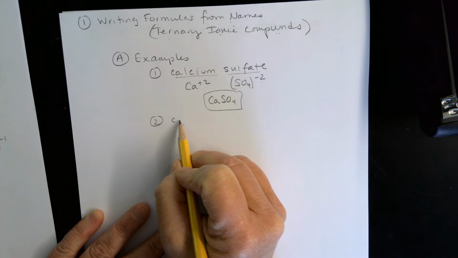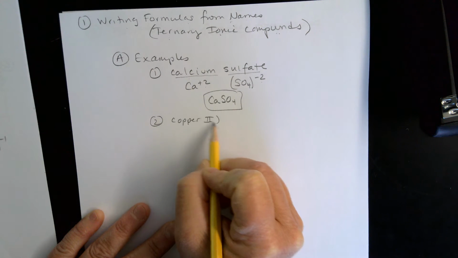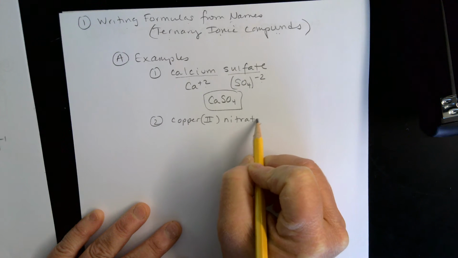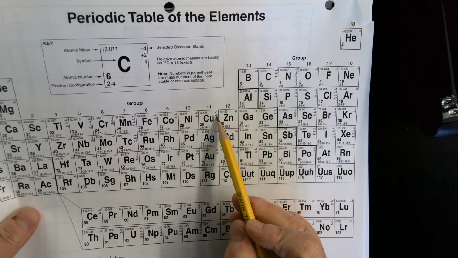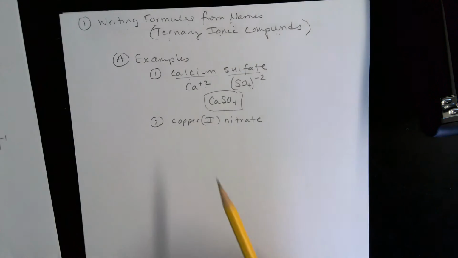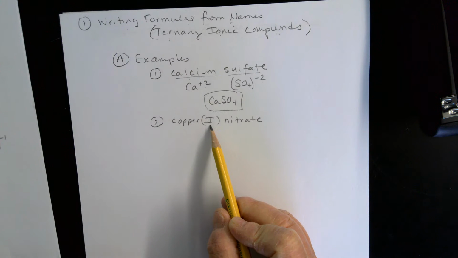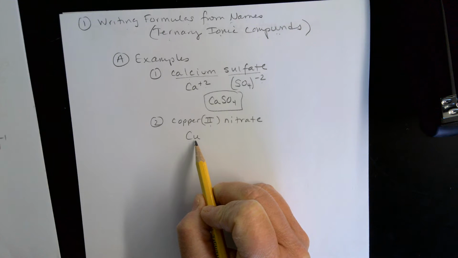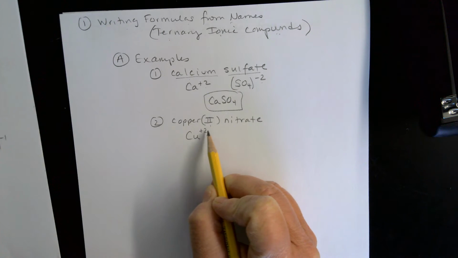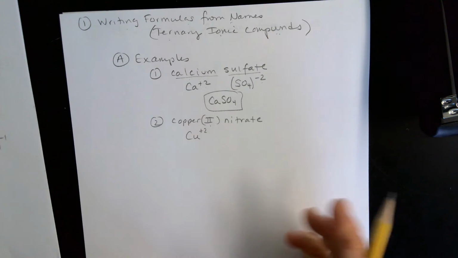Our second example is copper 2 nitrate. We would go to a periodic table to look up the charge of copper, but we don't really need to, because copper can either be a +1 or a +2. When they give us a Roman numeral, that's telling us what the charge is. So we just write down that the symbol for copper is Cu, and the charge is +2. That's the Roman numeral. It's like a shortcut to knowing what the charge is.